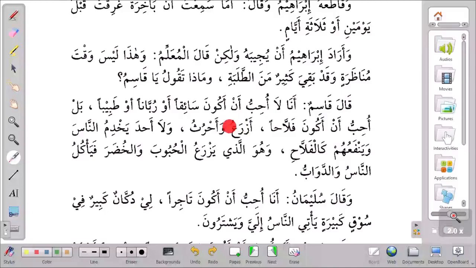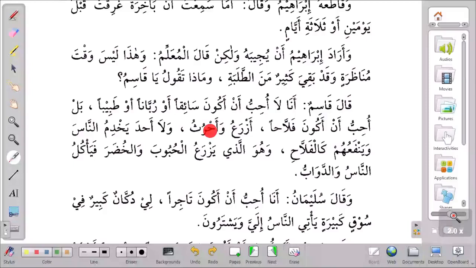Azra'u wa ahrusu. So he's saying that I want to become a farmer. Azra'u wa ahrusu. The verb here is harasa. Harasa is when you prepare the land for cultivation. You want to plant seeds, but you don't just go and start planting. You have to prepare the land. You dig, you do all this. I mean, prepare the land.